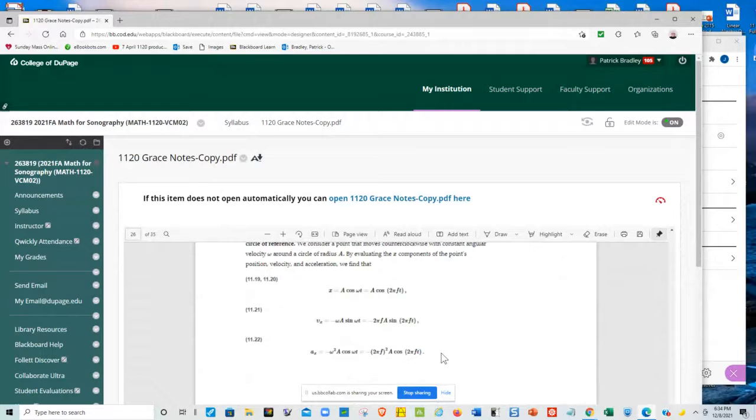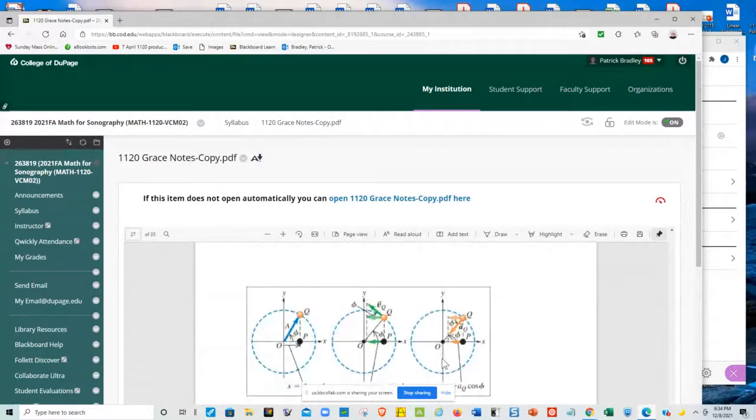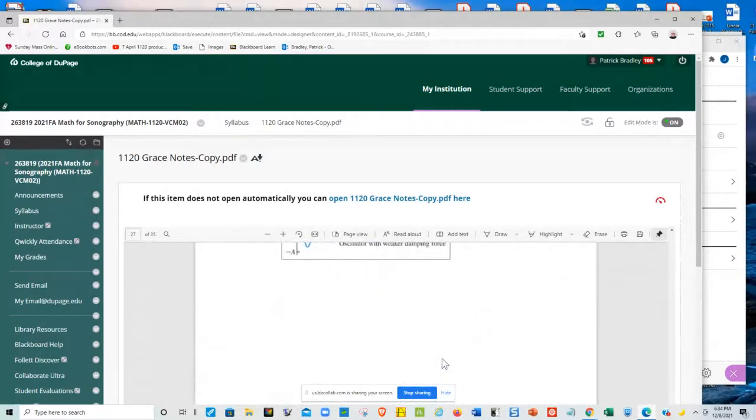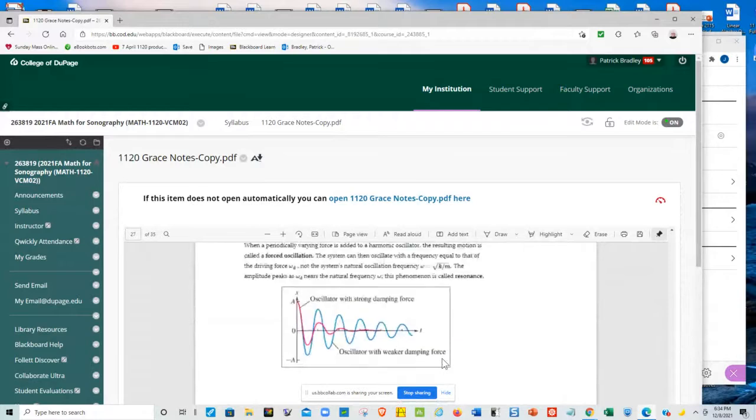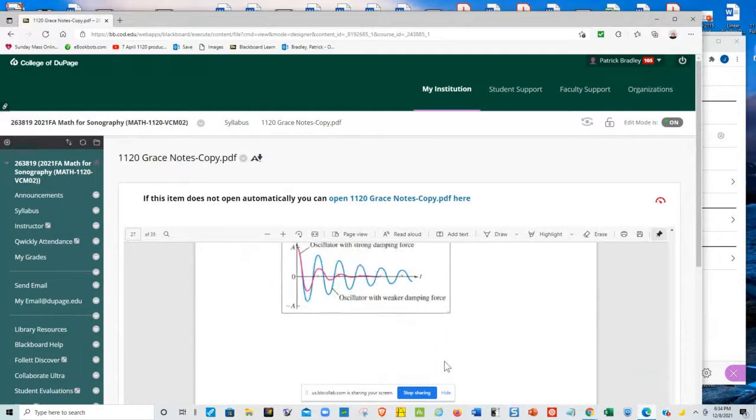And we did have equations of simple harmonic motion, and these are the sines and cosines. And I guess we talked a little bit about how some of these motions could be damped over time, get weaker and weaker.